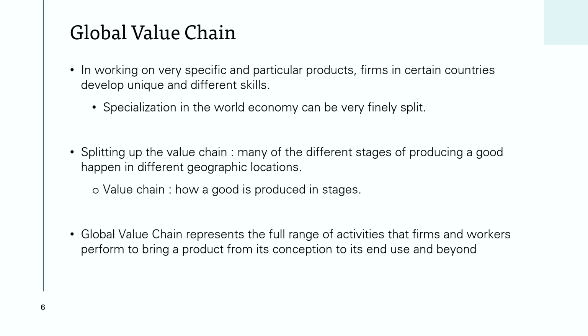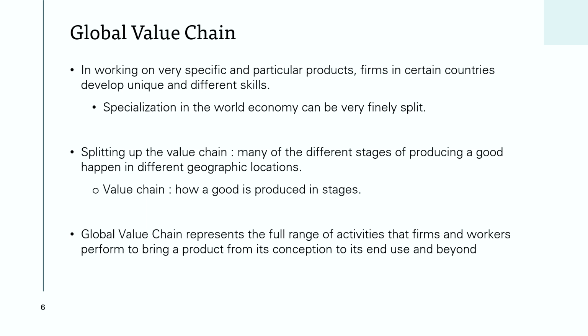In the modern economy, production is not confined to one country. Firms often split the production process across multiple locations, creating what is known as a global value chain. Different countries specialize in specific stages of production based on their skills, technology, or cost advantage.